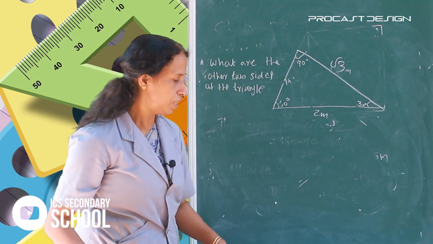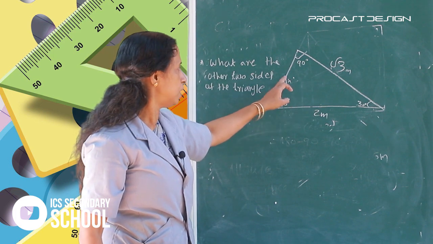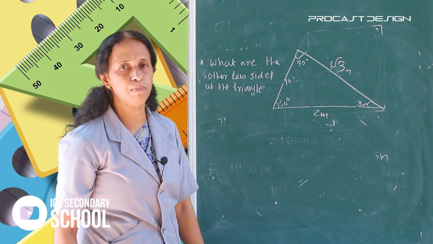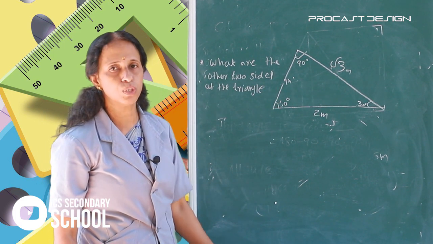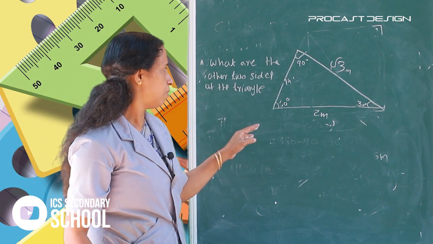That is the length of the sides of the right triangle: 1 meter, 2 meters and root 3 meters. Okay.